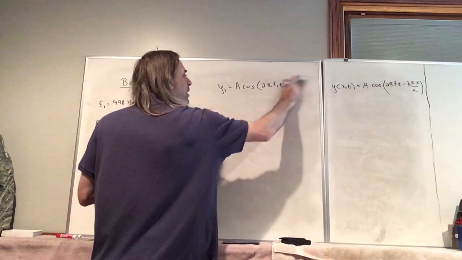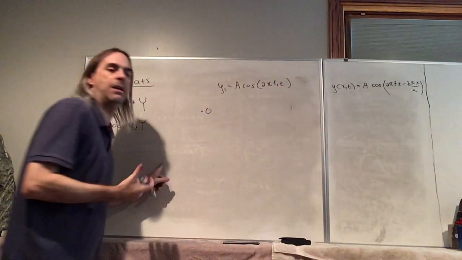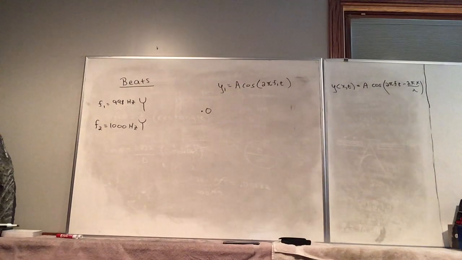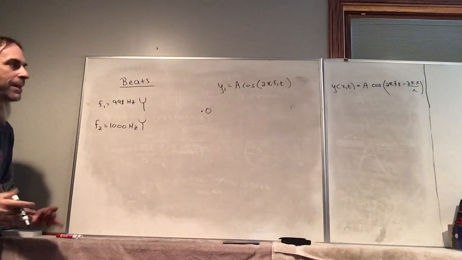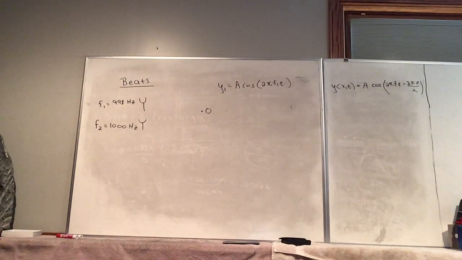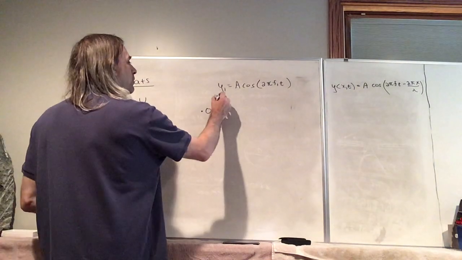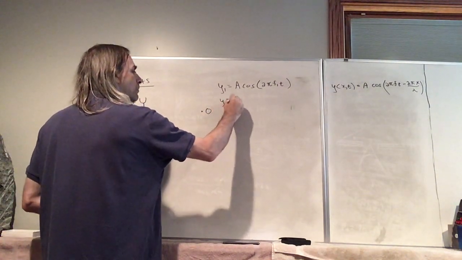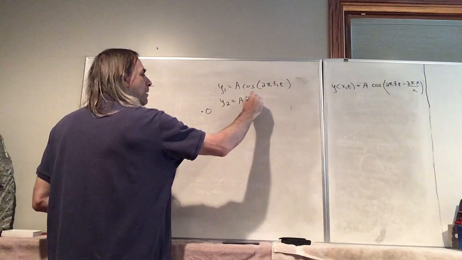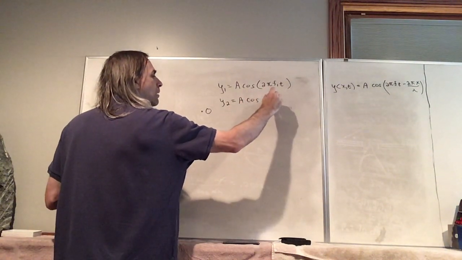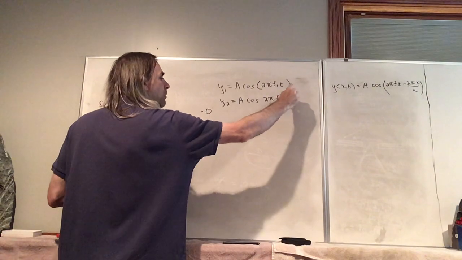Now the next term we just ignore, because it's a constant, that's not going to affect anything. If we included it, it would just make the math more complicated, but wouldn't have any effect at the end. So we can just set x equals 0. How about that? Okay, and then y2 is going to be A cosine 2 pi f2 times t.